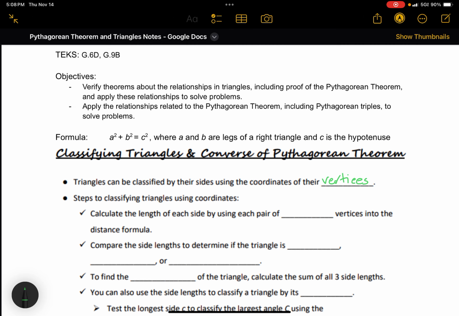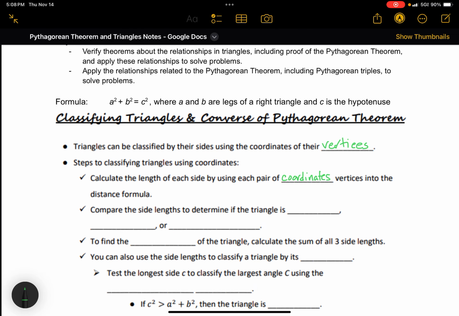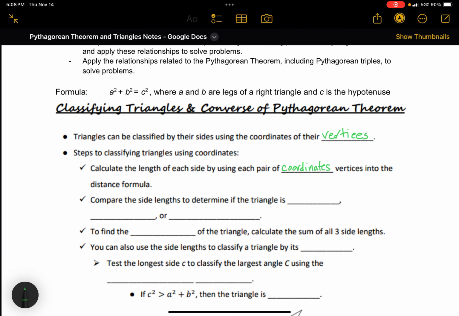Calculate the length of each side by using each pair of coordinates and the distance formula. If Delta Math is requiring you to do the distance formula, they will give you that equation, so don't stress about needing to know that off the top of your head, okay? Main thing is we want to compare side lengths to determine if the triangle is acute, obtuse, or right.